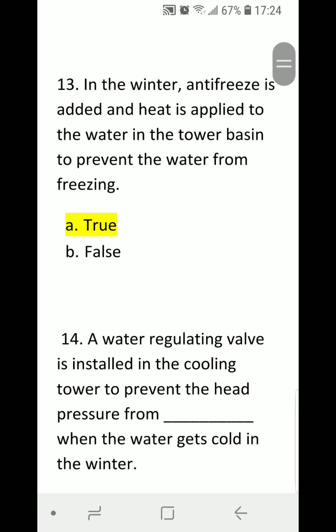Number 13. In the winter, antifreeze is added and heat is applied to the water in the tower basin to prevent the water from freezing. A. True. B. False. Correct answer is A, true. An example of heat applied is an electric heater to heat the water in the tower basin.